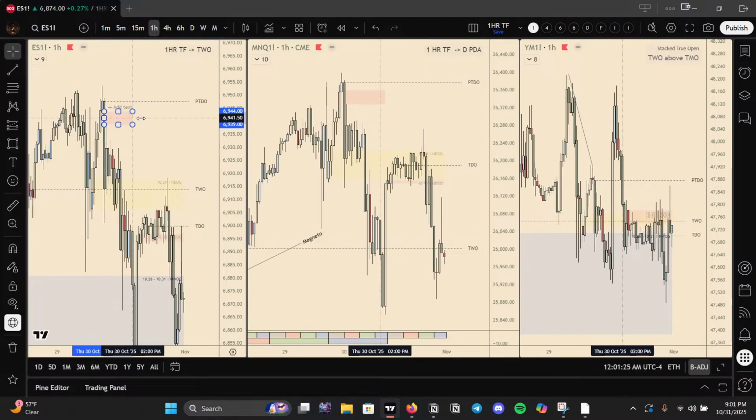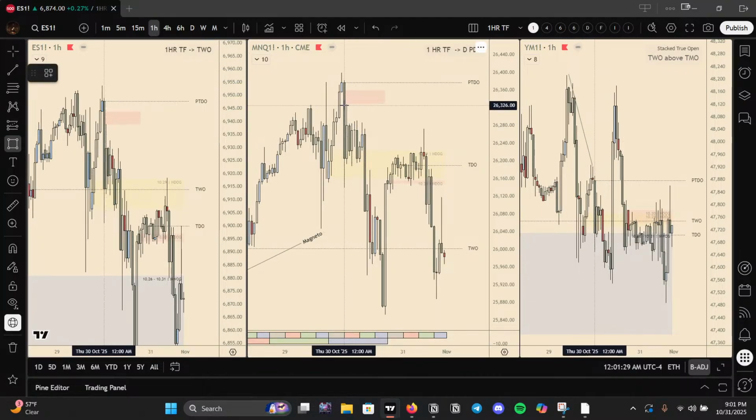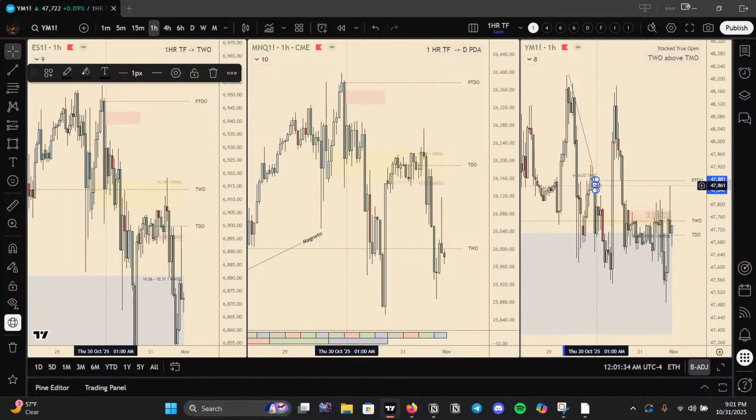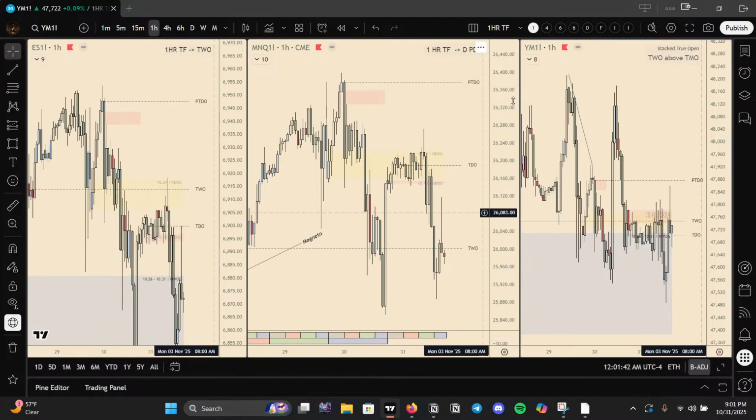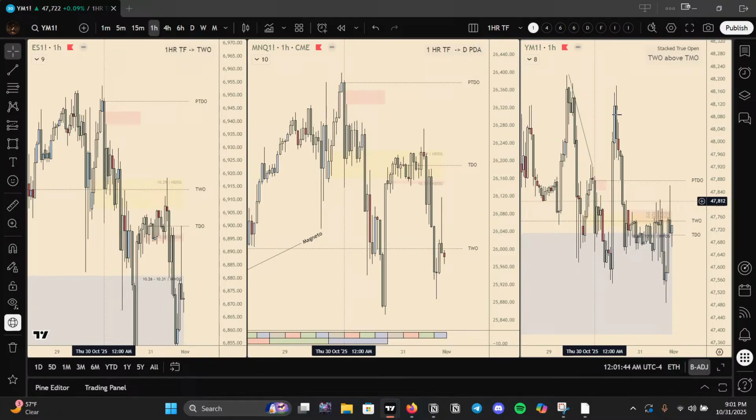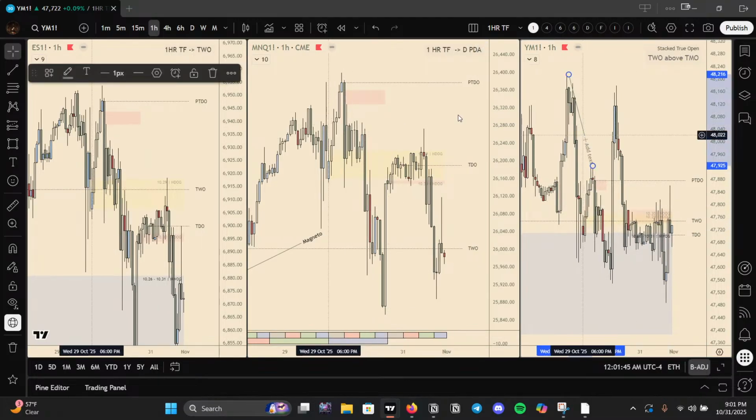We have a breakaway gap here. And we have a breakaway gap here. Meaning price created the gap, and then price never traded back into it. Obviously, Dow ended up coming and closing above and creating another correlation.